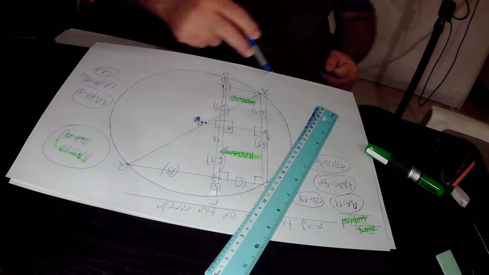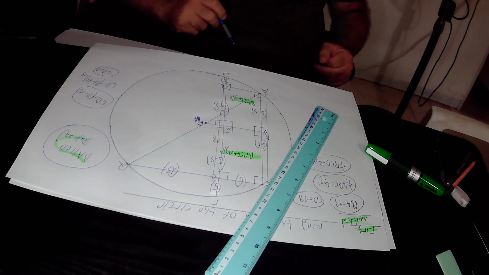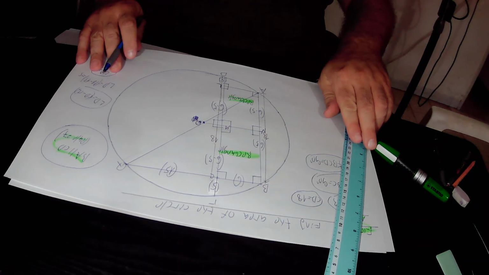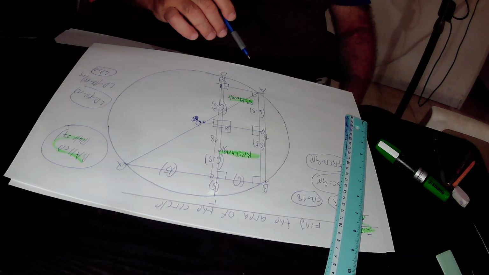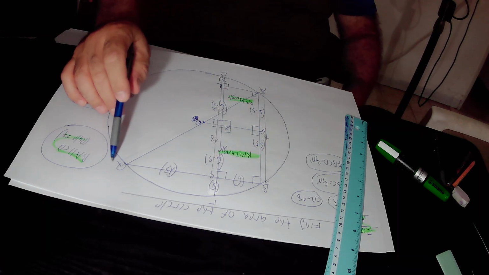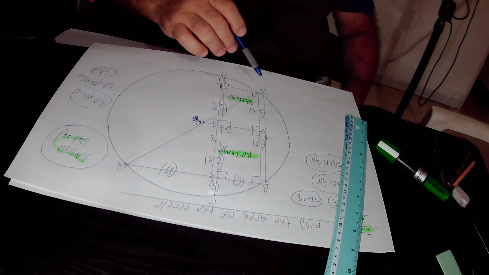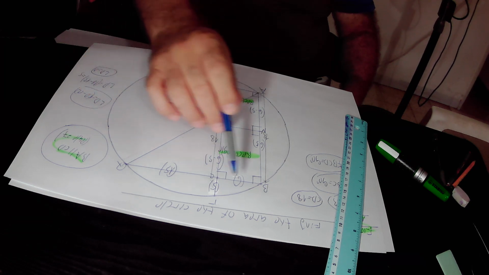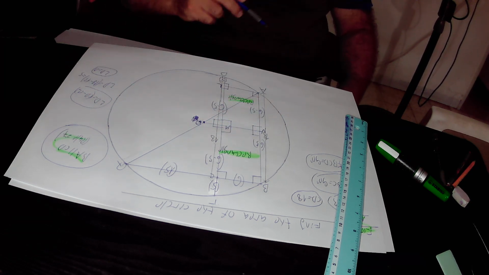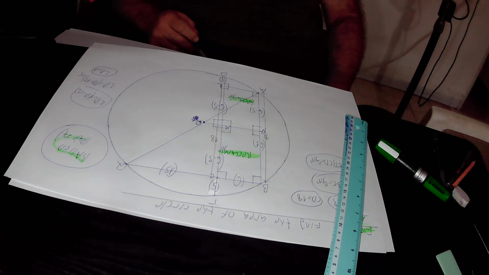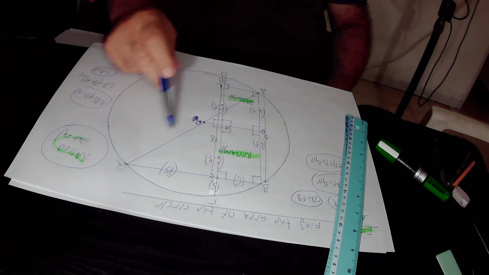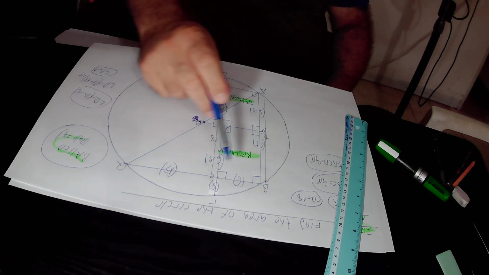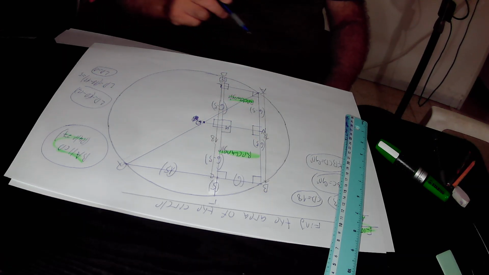Join points Q and A together by a straight line. By doing this construction, peripheral angle ABQ, or QBA, is the same. Peripheral angle QBA is a right angle, and peripheral angle QBA subtends on chord QA.